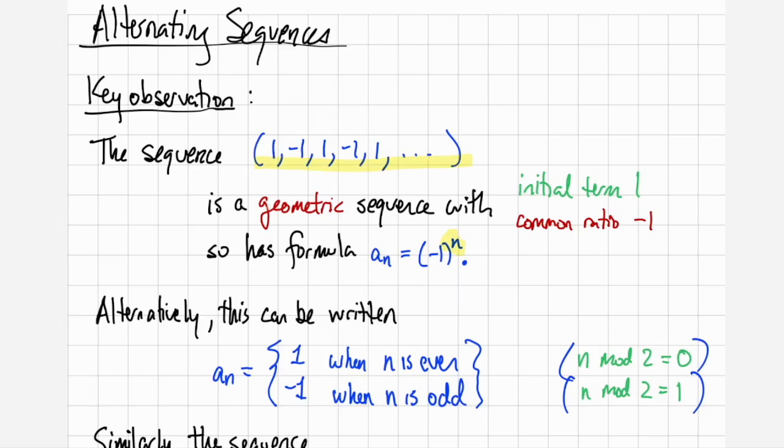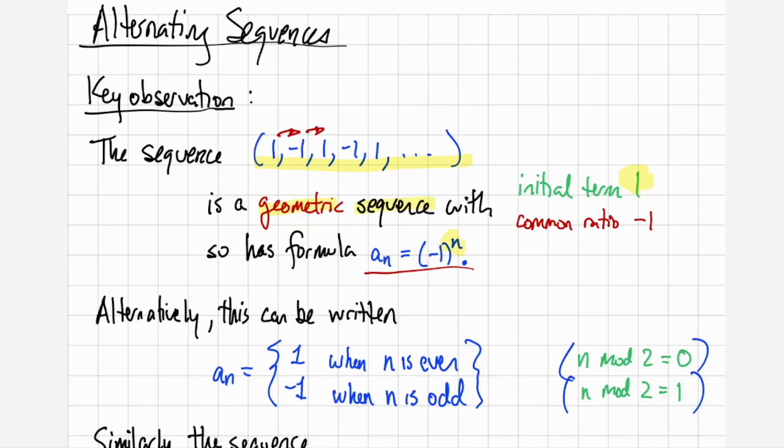The key observation is that this is a geometric sequence because it has an initial term 1, and then to get from each number to the next, we're basically multiplying by negative 1. 1 times negative 1 is negative 1, and then negative 1 times negative 1 is 1. From the previous video, we know that the formula for this type of sequence is a sub n is equal to 1 times negative 1 to the n.